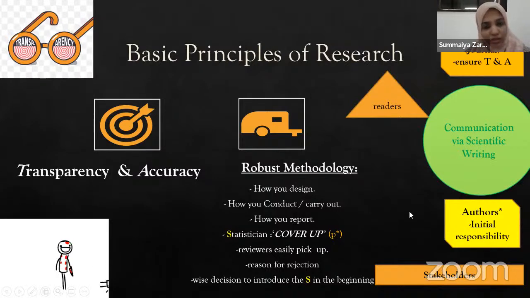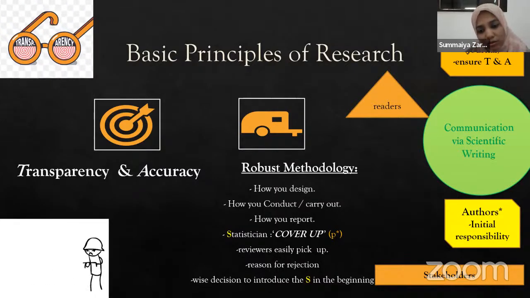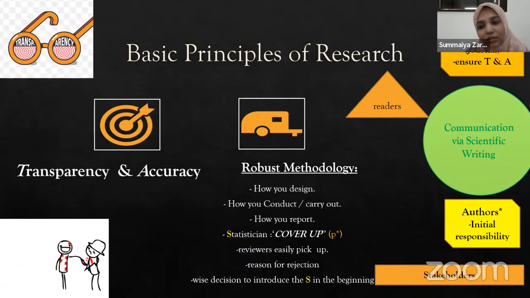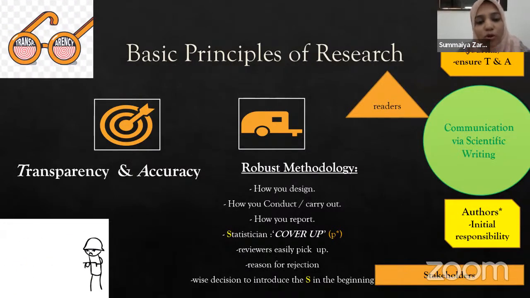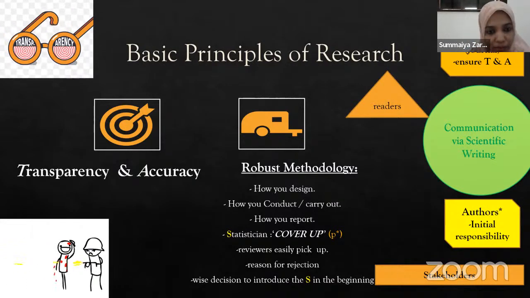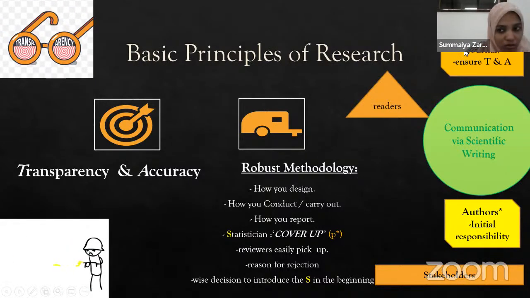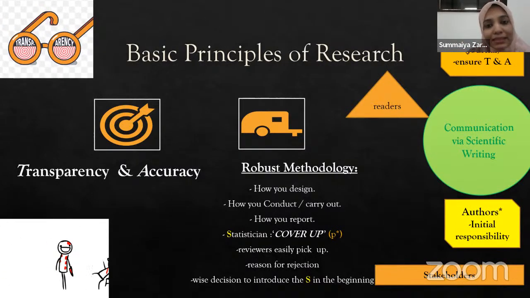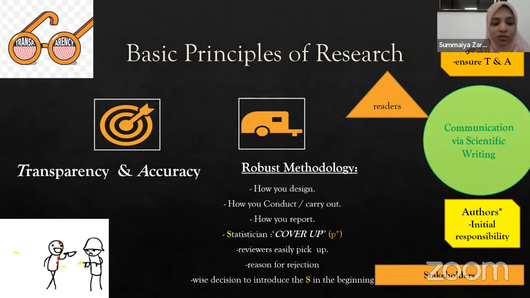In our research world, the stakeholders, that is the authors, the readers, and the reviewers, are the ones responsible for maintaining communication. And this communication we promote via scientific writing. We publish papers, and all these stakeholders have more or less equal responsibility of maintaining the dignity, the principles on which research was founded. And there are two basic principles: transparency and accuracy.